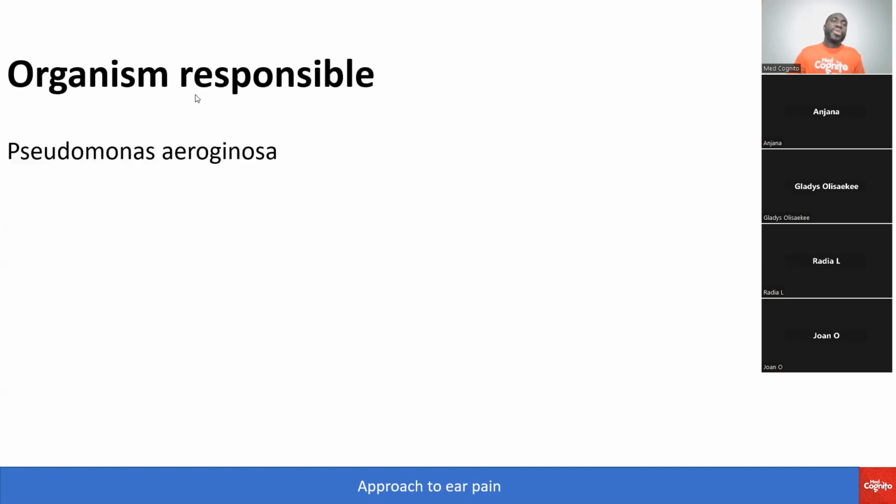Which organism is responsible? All this while we've been talking about Strep pneumoniae, Moraxella catarrhalis, H. influenzae, and at times Staph aureus and group A strep. But when it comes to malignant otitis externa, please write it down: Pseudomonas aeruginosa. That is the organism responsible.